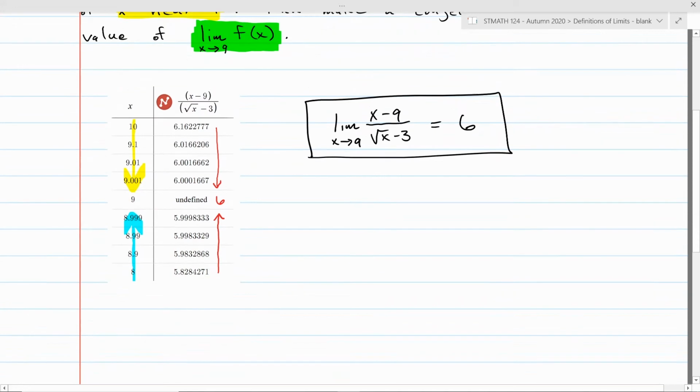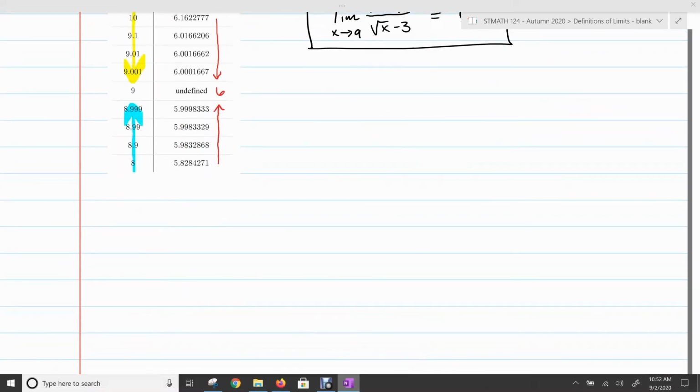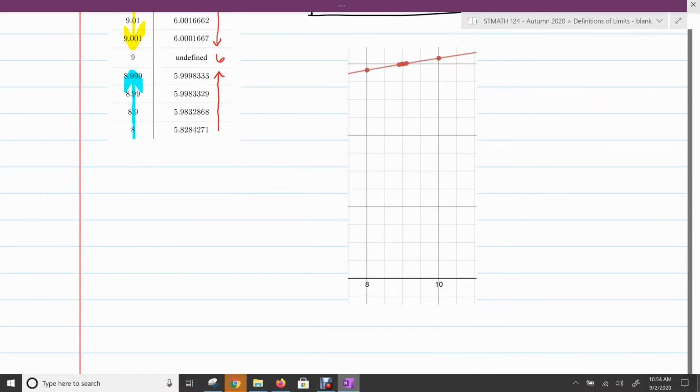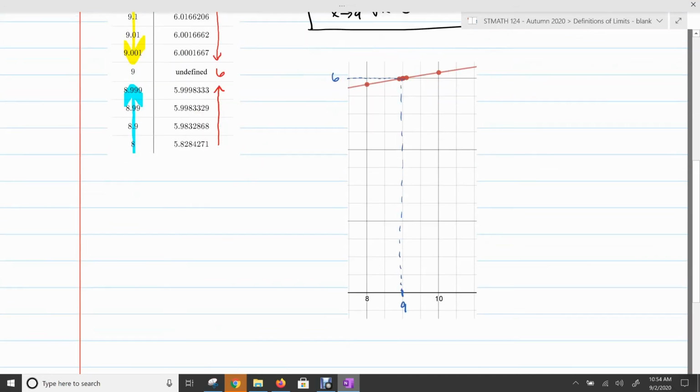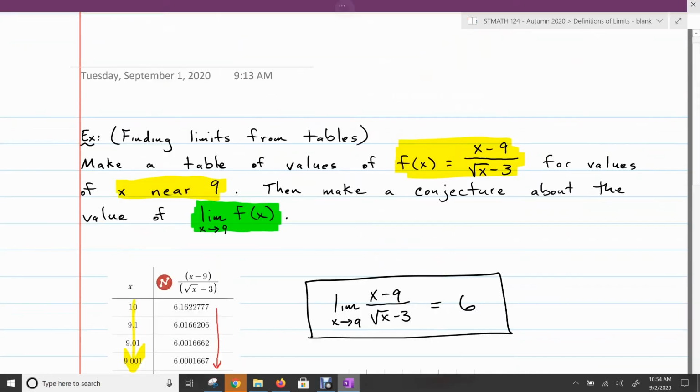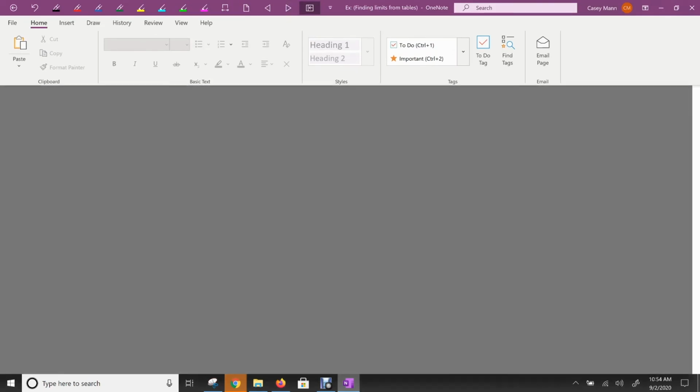But boy, when you combine that with the graphical evidence that the grapher provided, looking at this graph here, when I focus in on the x value of 9, which is right about there, well, I didn't get the y-axis, but we could see by looking at it a minute ago that on the y-axis it was coming out to about 6 there. So either way, looks like 6. Feel pretty good about that one.